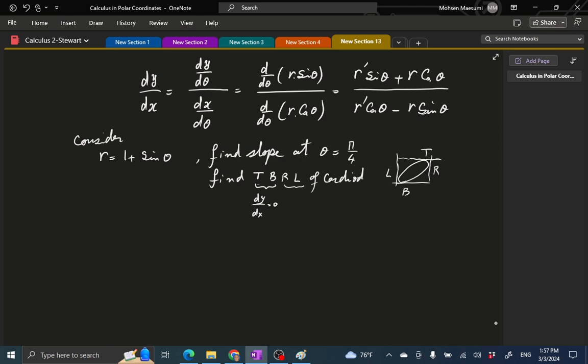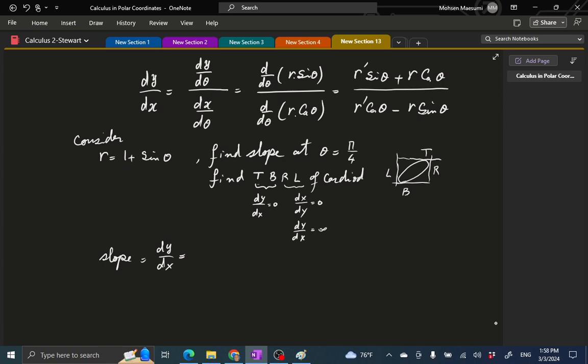And right and left is where, if you wish to think, either dx/dθ is 0, or if you would like to think about it, dy/dx is undefined or infinity, assuming the other derivative is not 0. So first, what is the slope? Slope, we said dy/dx. We have a ready-made formula for it.